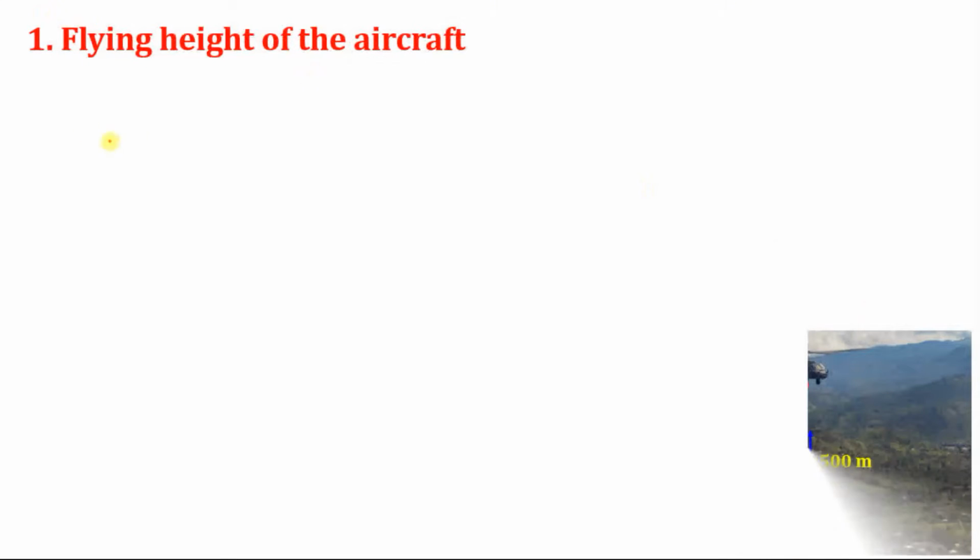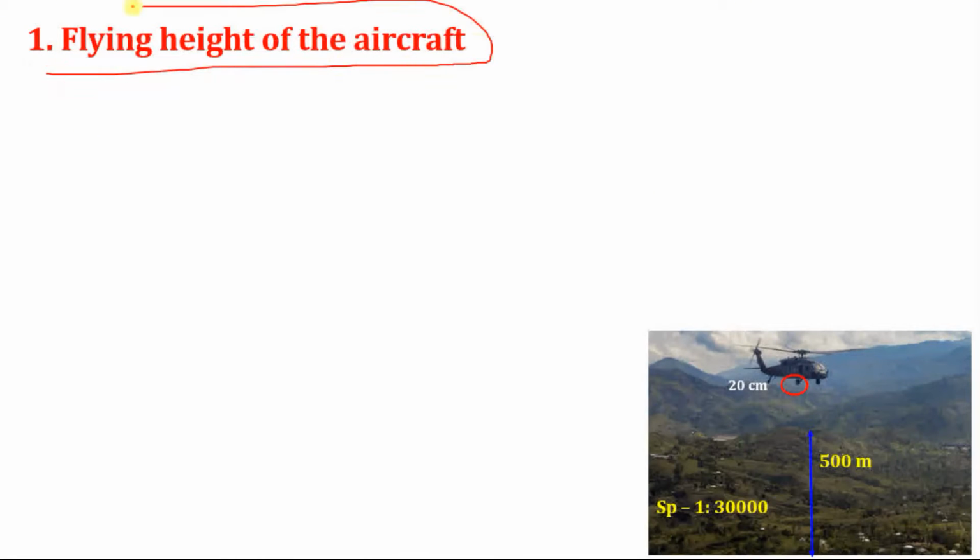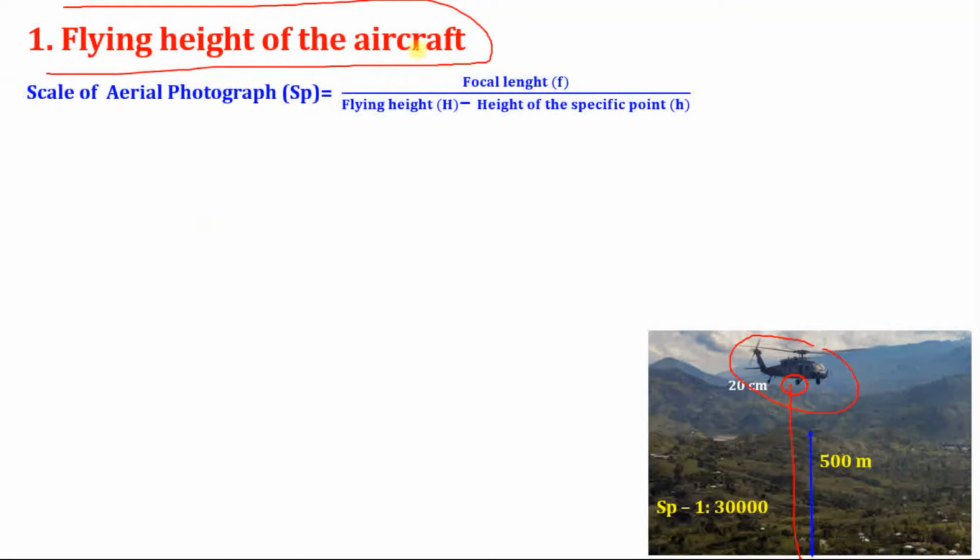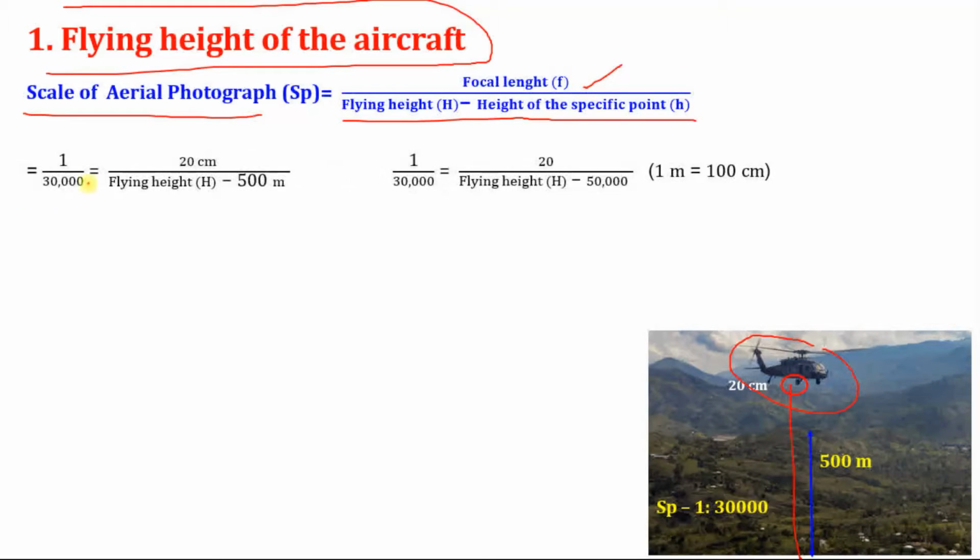First, flying height of the aircraft. Here is the aircraft, and what is the flying height of the aircraft? Formula: scale of aerial photograph is equal to focal length upon flying height minus height of the specific point, means f upon H minus small h. The scale of aerial photographs is 1:30,000.